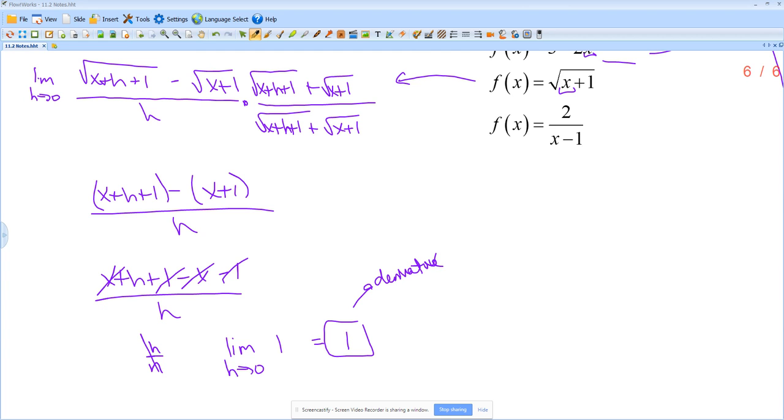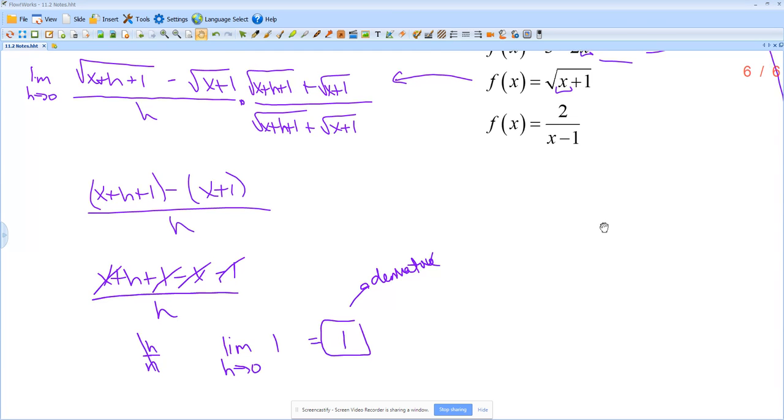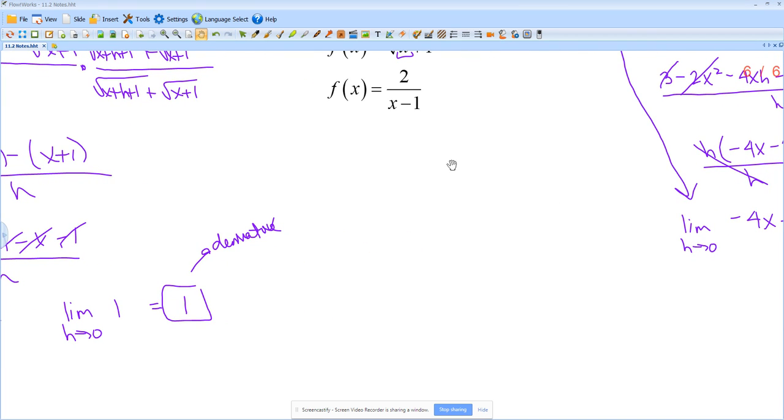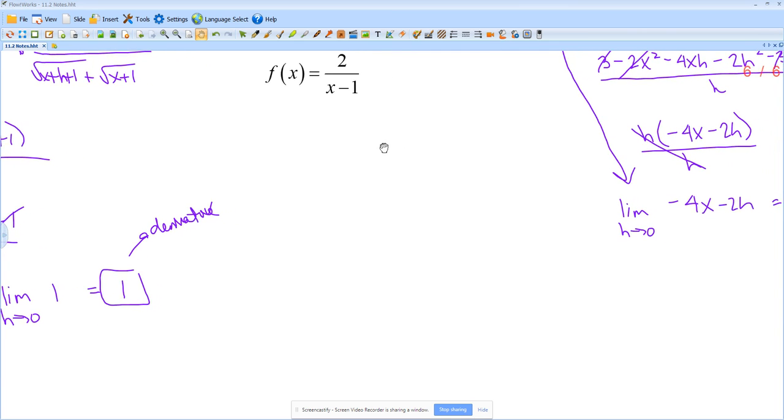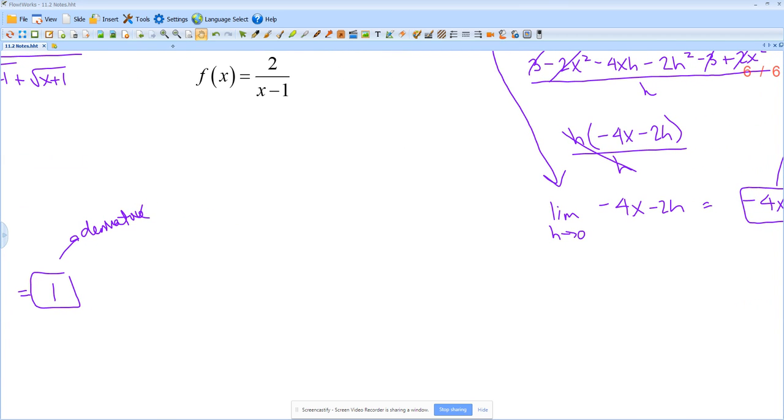All right, so moving along, we have one last question. And it's going to be a little bit mixed in here. Let's switch colors so that it becomes a little bit more clear. If I'm doing this one, I'm going to have the limit as h goes to 0 of 2 over x plus h minus 1. Again, I just replaced x with x plus h. Minus 2 over x minus 1, quantity, all over h.